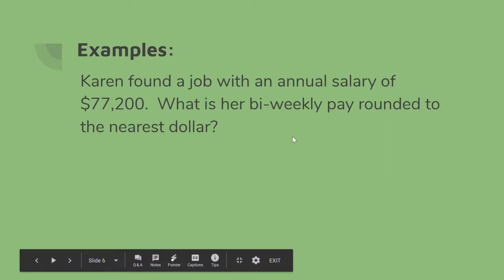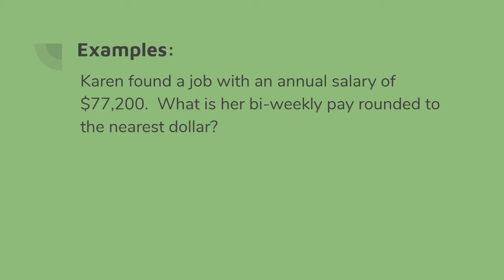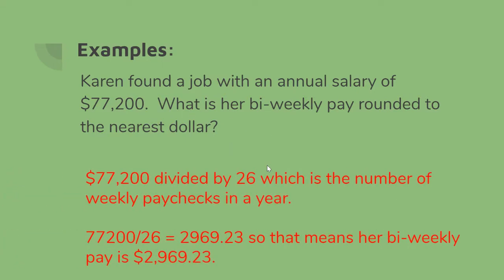All right, looking at the other pay periods, Karen found a job with an annual salary again of $77,200. What is her bi-weekly pay, rounded to the nearest dollar? So bi-weekly meaning every other week. All right, hopefully you've had a chance to examine that one. 77,200 divided by 26. 26 is the number of bi-weekly paychecks that they would get. So her pay would be $2,969.23.